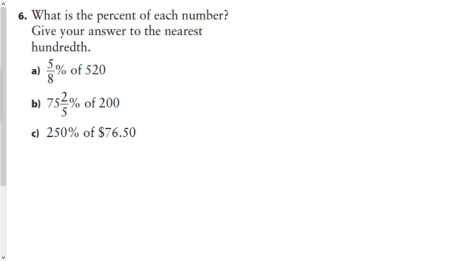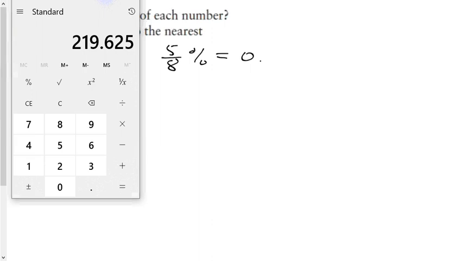And our final question from this particular section is, what is the percent of each number? Give your answer to lowest 100. Question A is probably the hardest question in the whole assignment that we did, 5/8%. But you have to know that 5/8% is a fractional percent that can also be expressed as a decimal amount. How do I change 5/8 to a decimal? I take my numerator, like I said 1,000 times, divide it by your denominator, and you get 0.625%.